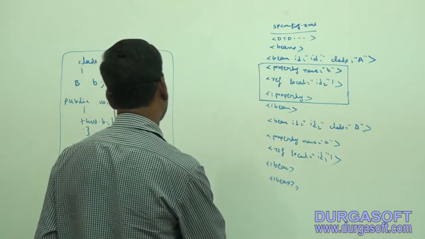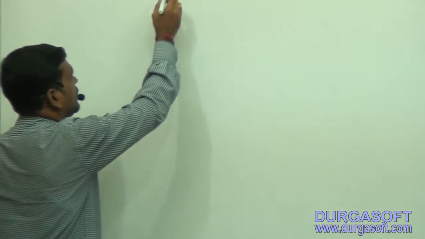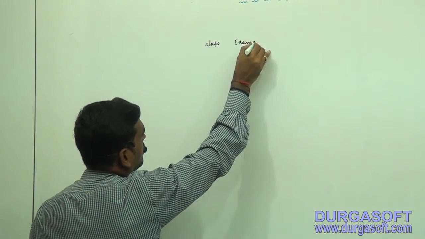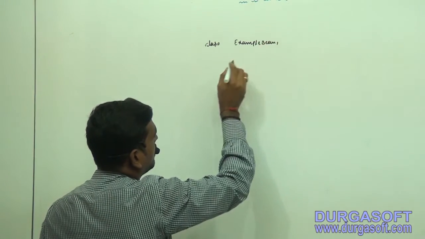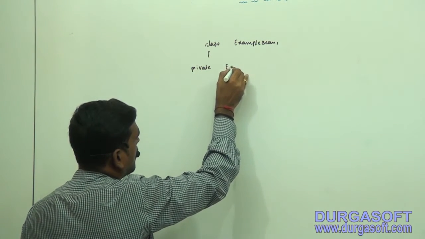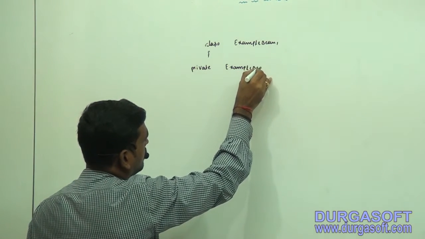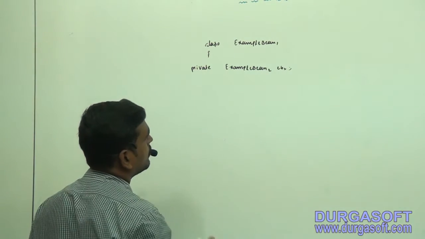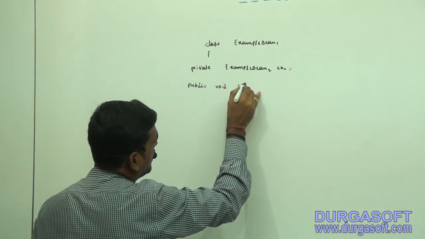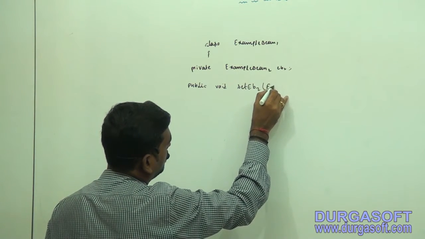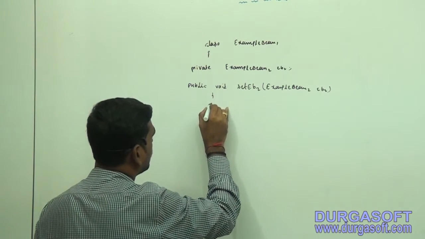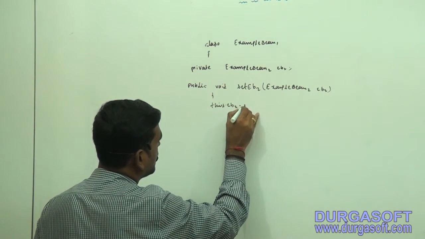So now how it is, we will see here. I am going to take class ExampleBean1. Under that, private ExampleBean2 eb2. The next, public void setEb2. Now ExampleBean2 eb2. Now this.eb2 is equal to eb2.